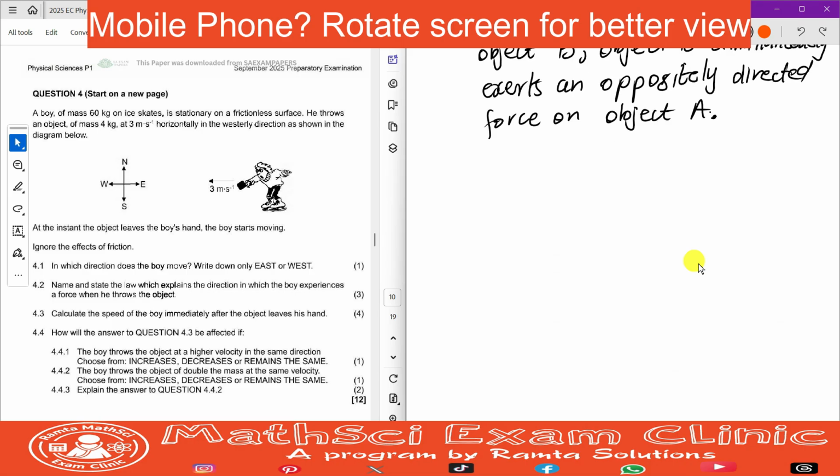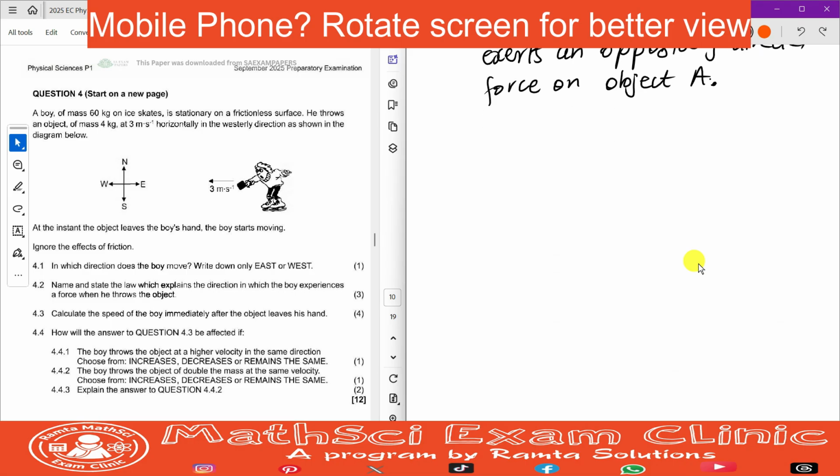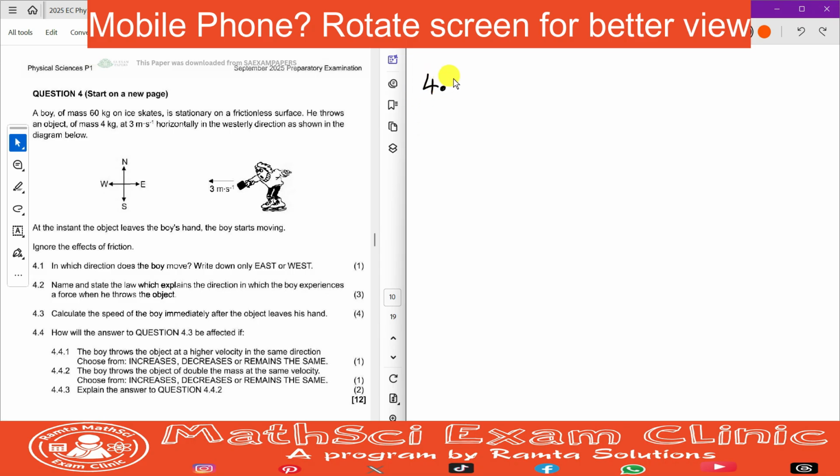Now let's see, moving on. Calculate the speed of the boy immediately after the object leaves his hand. Remember, momentum calculations are vector calculations. So before you proceed, you must state a direction you want to be positive. I will choose eastwards being positive. So I will say east is positive. Now we use the law of conservation of linear momentum.